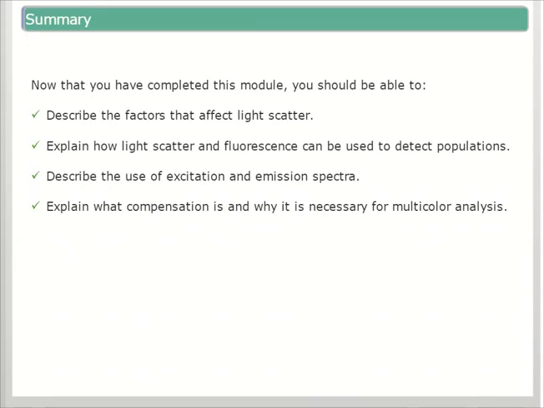Reflect on what you have learned in this module. What factors affect light scatter? How are scattered light and fluorescence used to detect populations? Why is it important to know excitation and emission spectra for the fluorochromes in use?